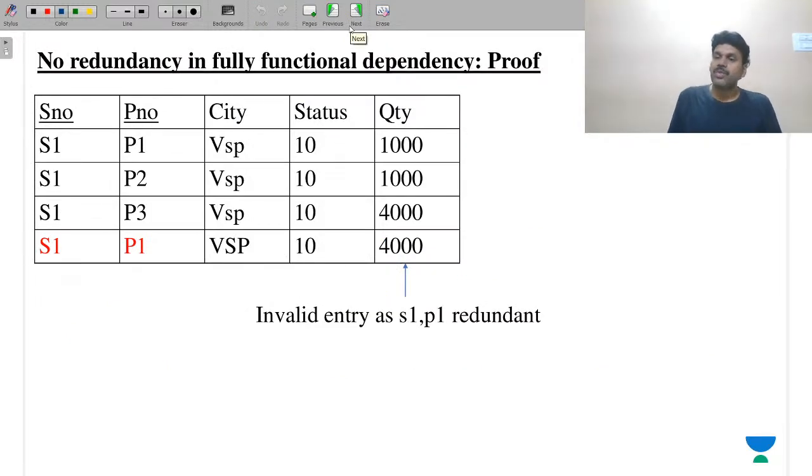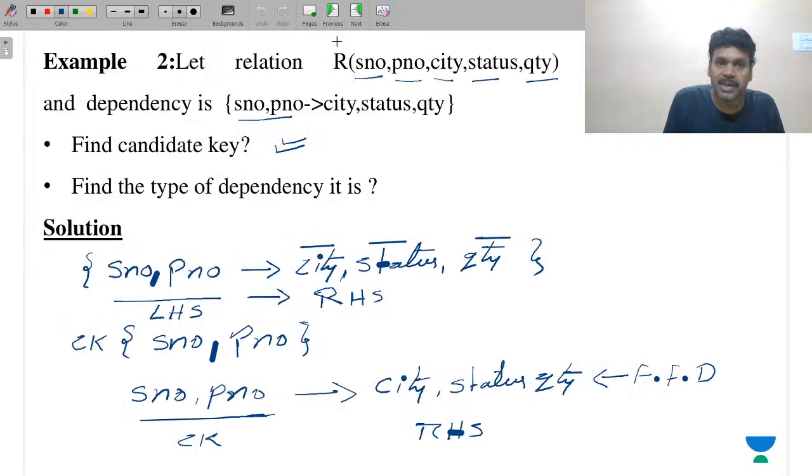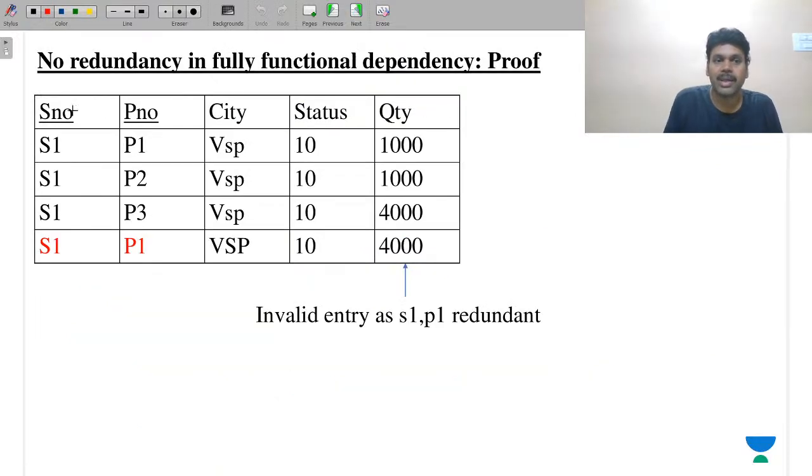So we want to have a proof that fully functionally dependent is free from redundancy. Why and how? Please observe carefully. As far as the previous concern, the candidate key, we guess that SNO and PNO. So using the same scenario, I am following S number, P number, city, status, quantity. We understand this and this together is your candidate key.